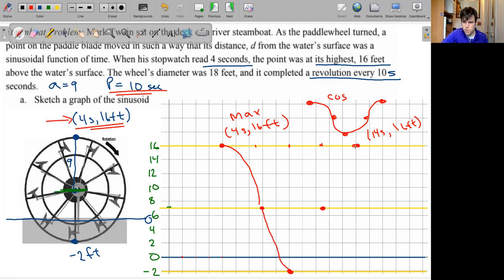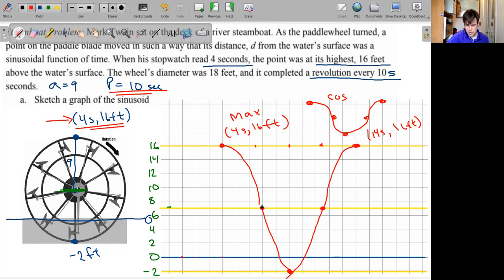So remember, what's going on here is we are tracking a blade moving around. We're watching that and seeing where it's going and following its distance from the water. It starts up here at 4 seconds, we're at the top, and then we're rotating around, and we hit the midline at, what do we say that was, like 6.5 seconds.